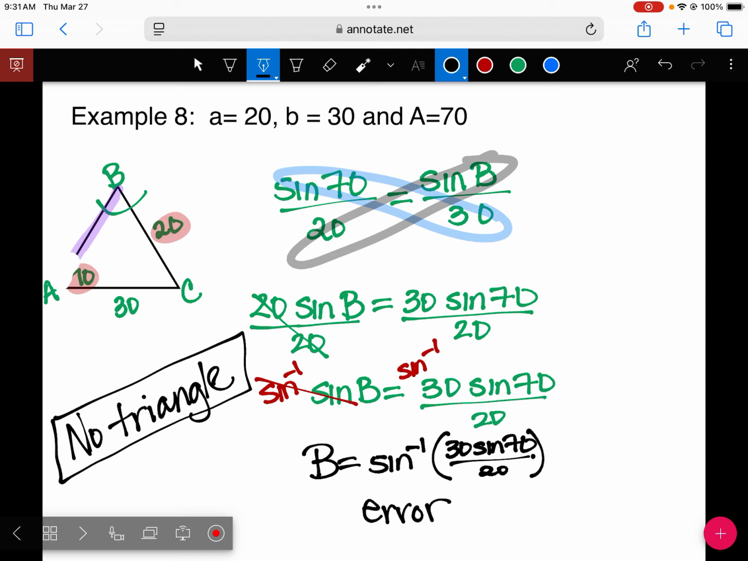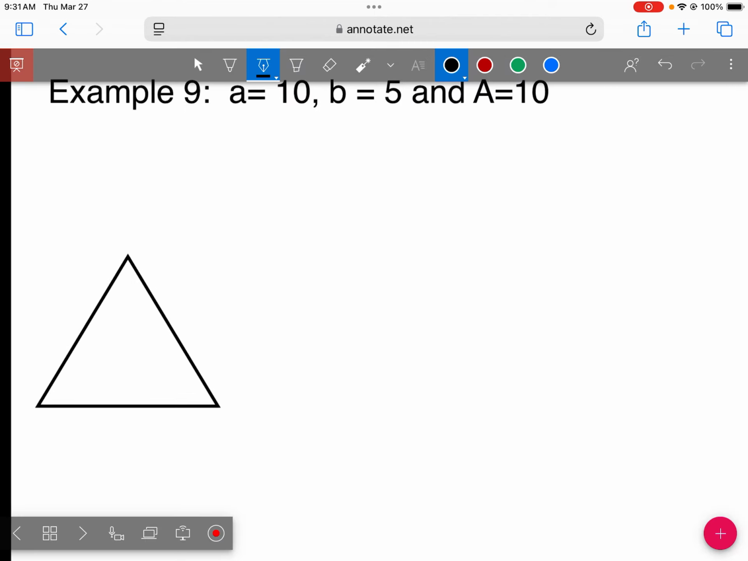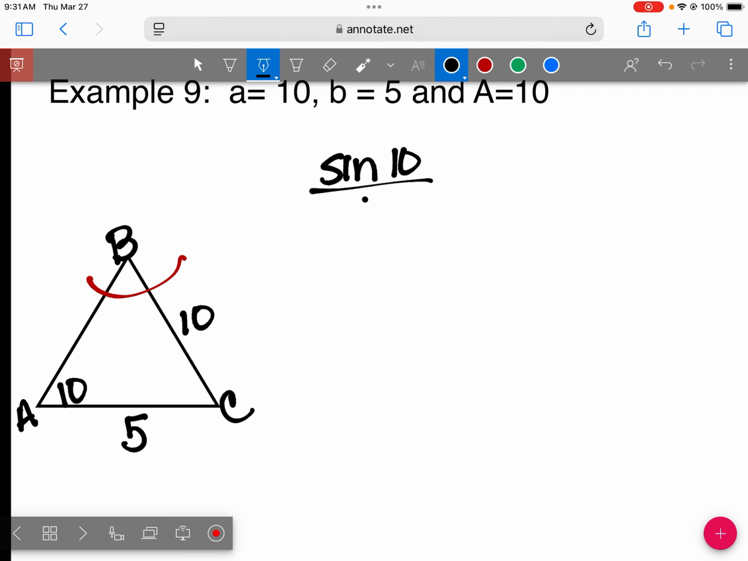All right, let's look at example 9. So again, we start off by filling in all of our known information. We've got A, B, and C. I know angle A is 10. I know little a is also 10, and little b is 5. So let's set up by finding angle B. So we have the sine of 10 divided by 10 equals the sine of B divided by 5.